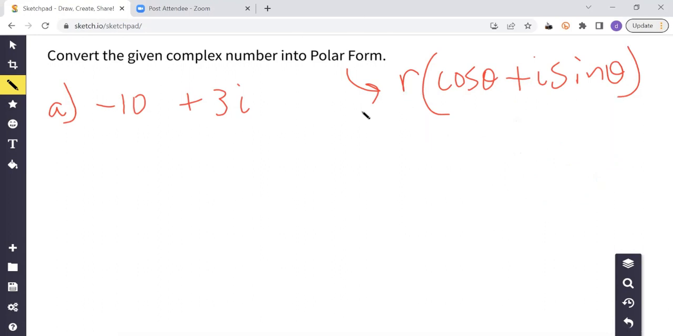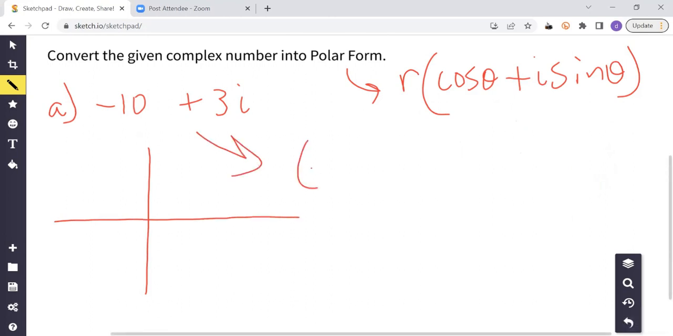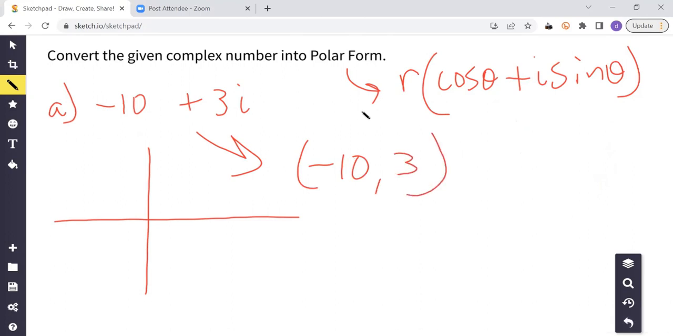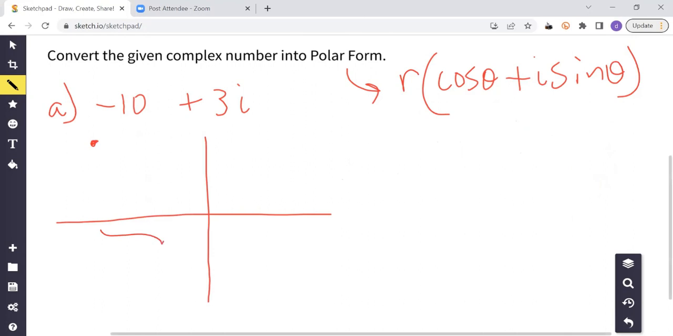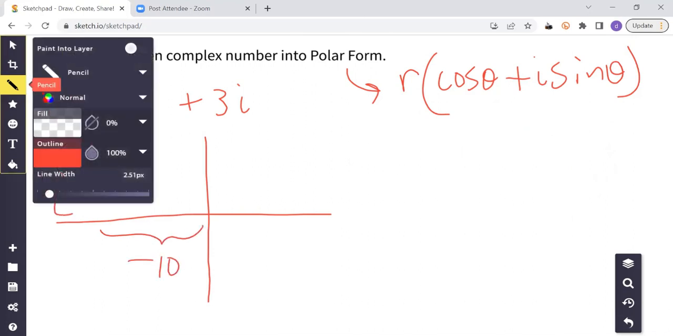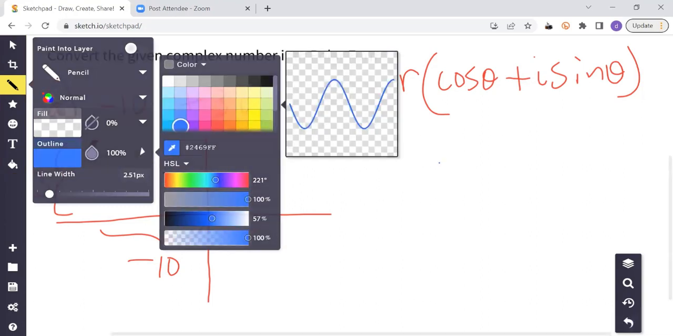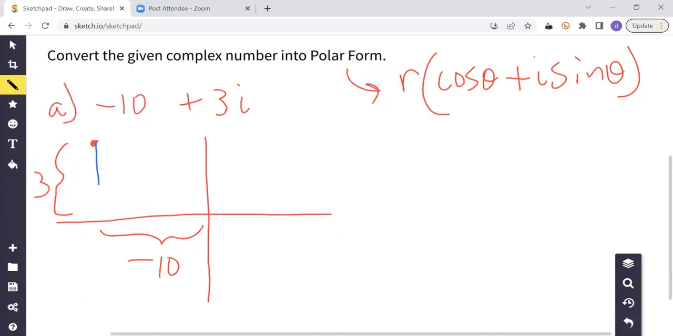So to begin this process, what we can do is graph this on the complex plane, like that and like that. This point is basically negative 10, comma, positive 3. So let's pretend that that is up here, where this is negative 10 and where this is positive 3. We can even draw a triangle like we did last time, like this.